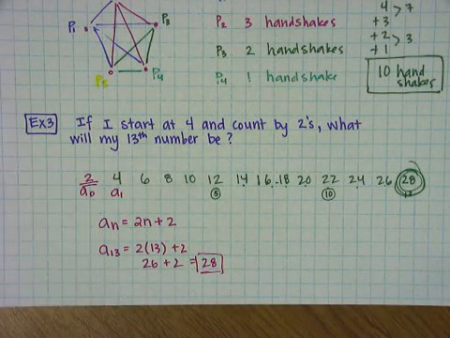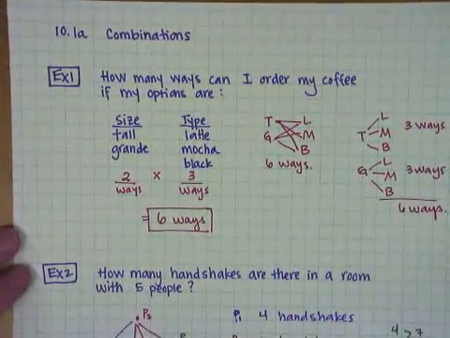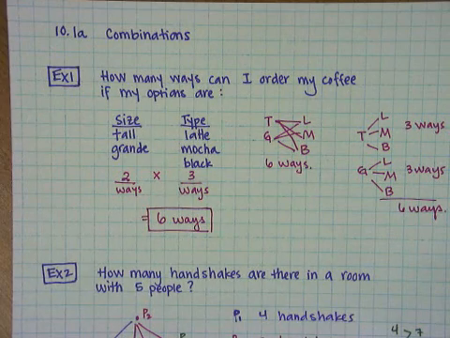So make sure you get these notes copied down tonight. Call them your 10.1a notes and label it combinations. And then go ahead and do a set of 8 flashcards on Khan Academy. Thanks, guys.